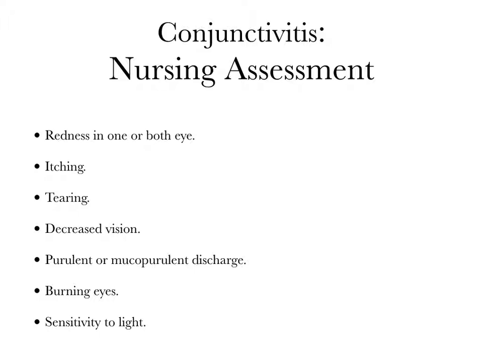So purulent and mucopurulent, so mucus and purulent discharge, are commonly seen in conjunctivitis. And you could also have edema in the eye, so eyelid swelling. Both of these put you at risk for decreased visual acuity. The eyes may be burning, and you also may experience photophobia, so sensitivity to light.